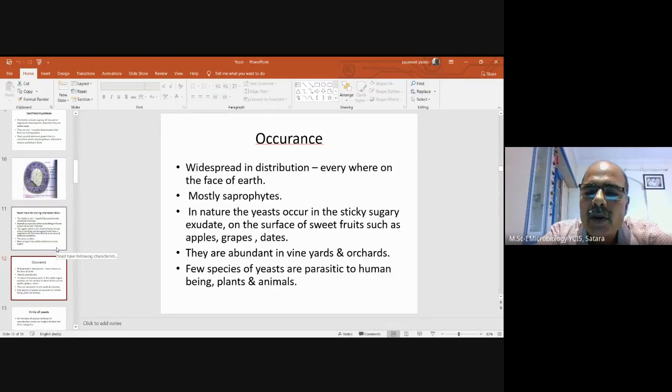In nature, yeast occur in the sticky sugary exudate on the surfaces of sweet fruits such as apples, grapes, dates, etc., because for growth they basically require sugar. So on the surfaces of apples, grapes, dates, yeast can grow. They are abundant in vineyards and orchards. Some species of yeast are parasitic or pathogenic to human beings, plants, and animals, and they can cause various infections or diseases.